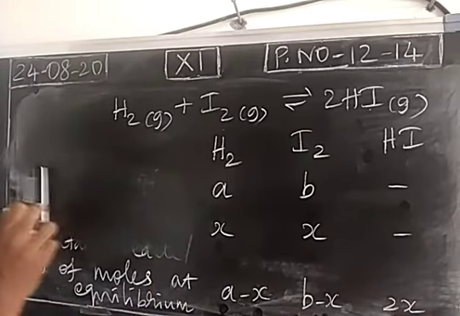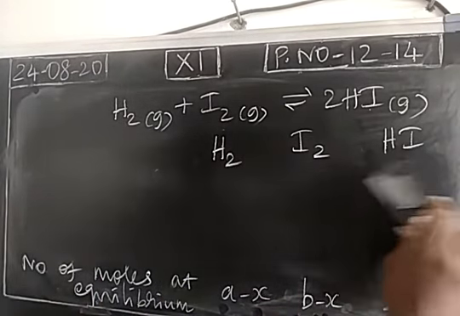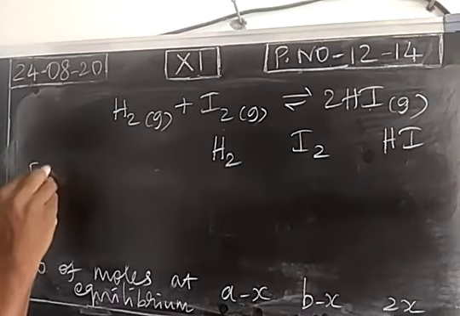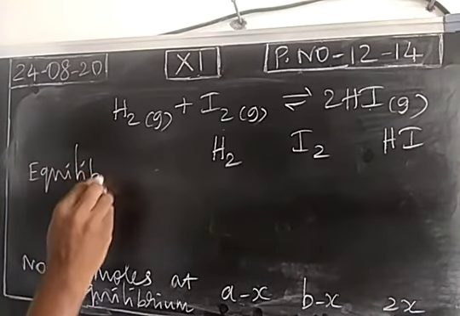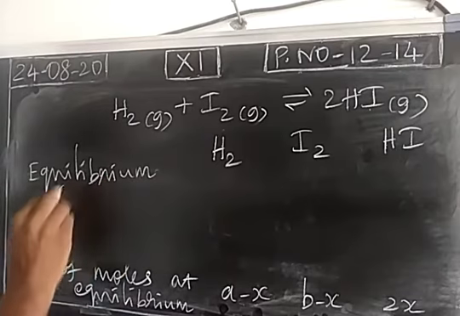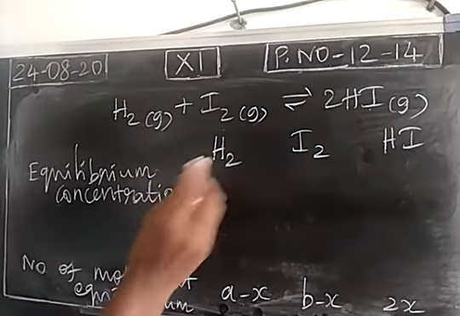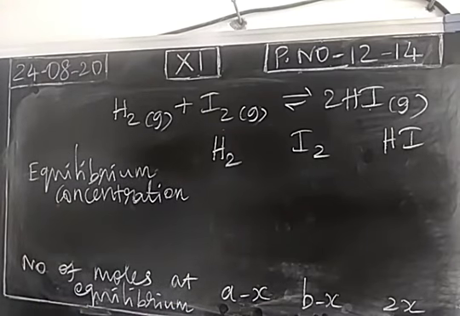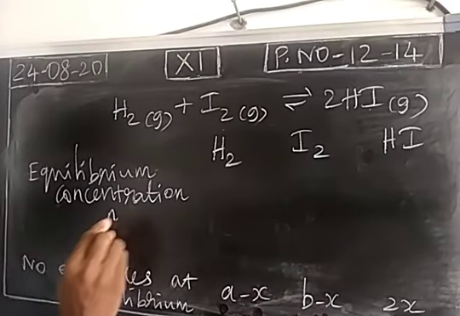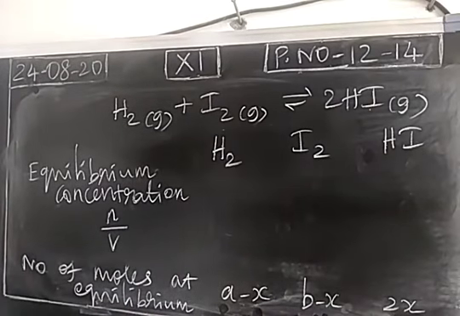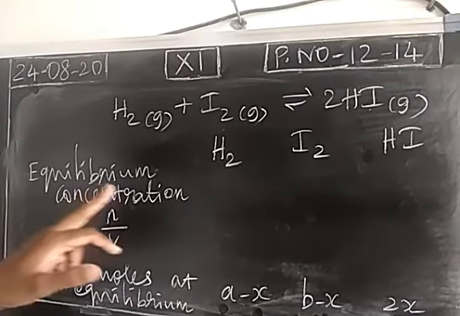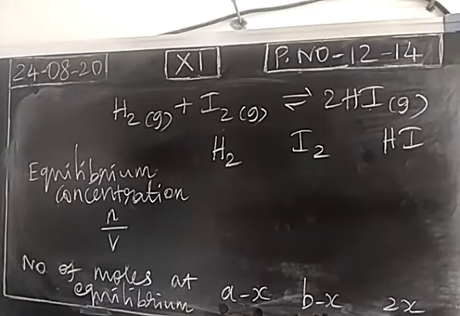Now, what is equilibrium concentration? What is the formula to calculate the equilibrium concentration? Active mass or molar concentration is what? Number of moles divided by V. So the formula to calculate equilibrium concentration, or active mass, or molar concentration, is n by V, number of moles divided by total volume of the container.